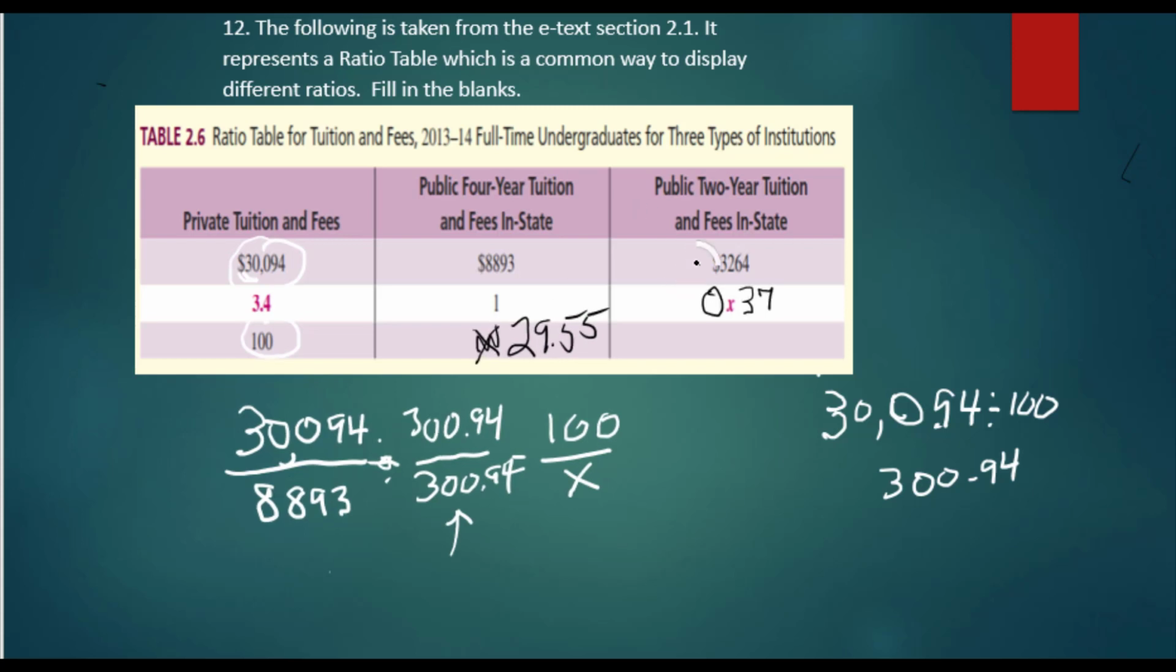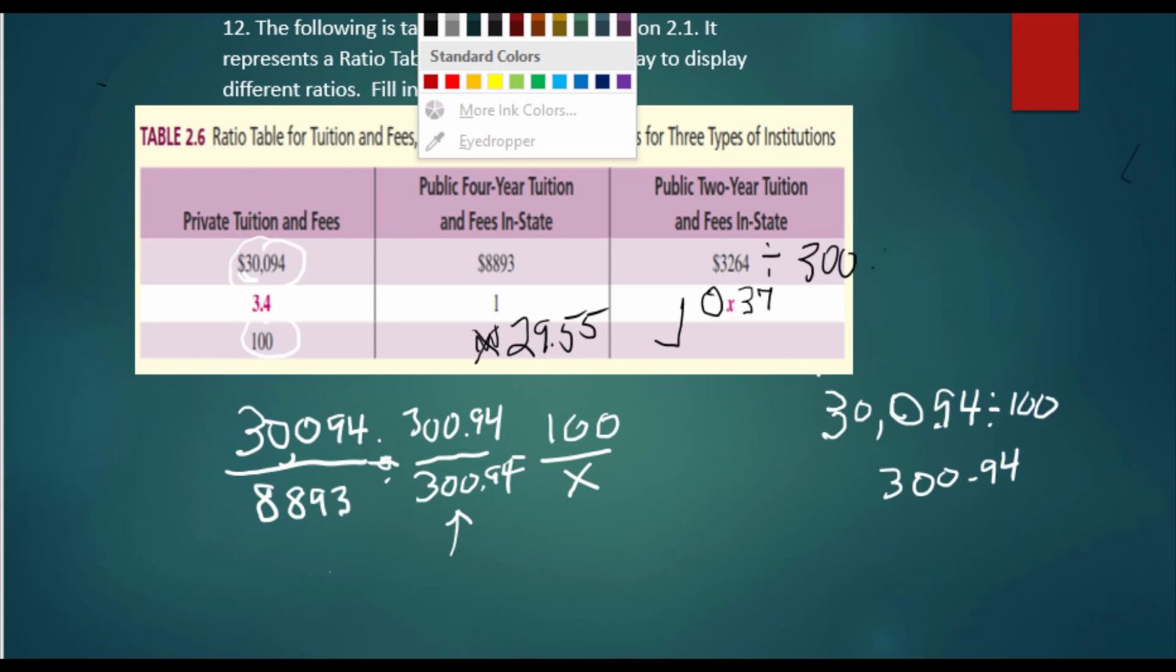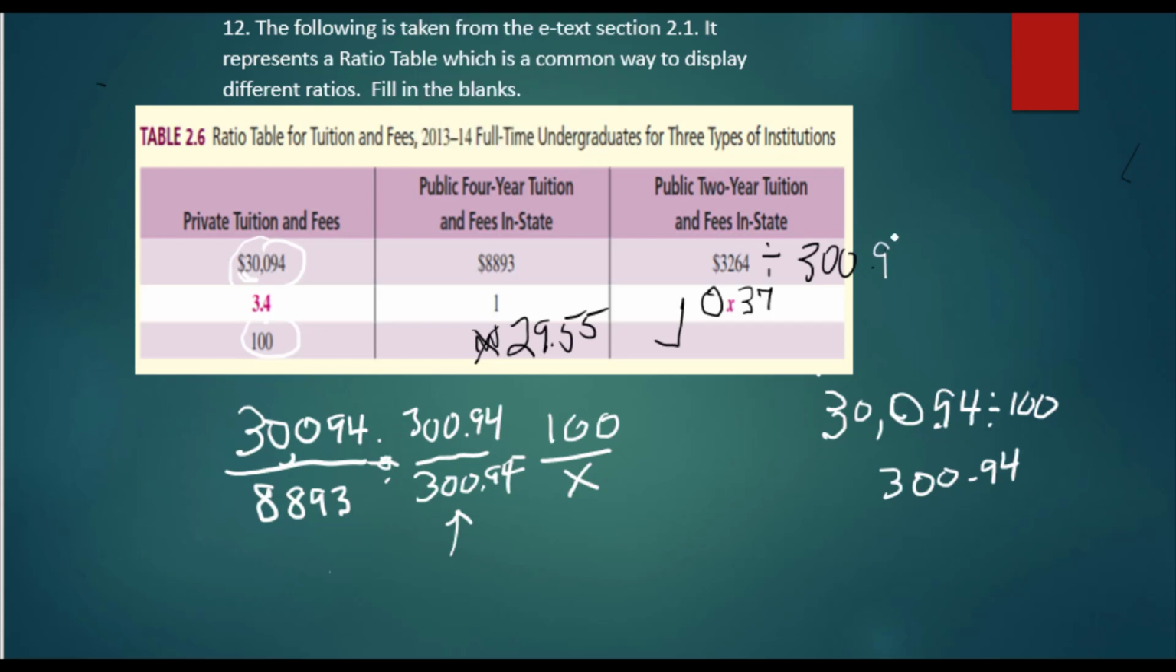So guess what I'm going to do to 3264 coming down to here? If you guessed I was going to divide it by 300.94, you're correct. And I'm going to get 10.85. So it's a lot faster method of doing it.